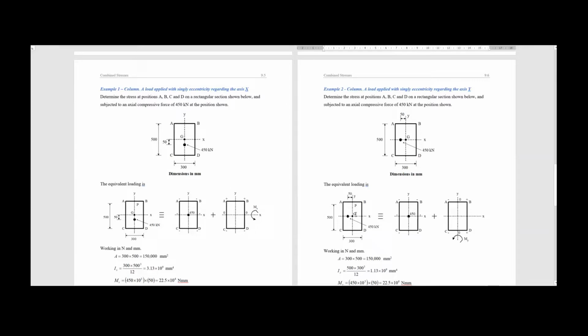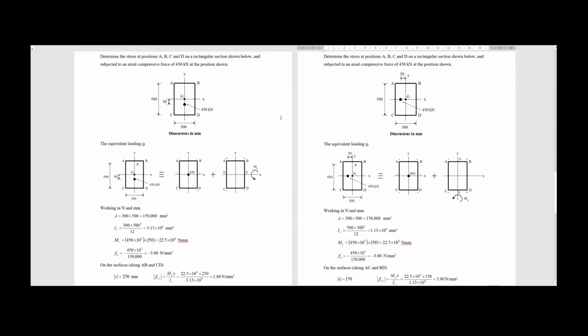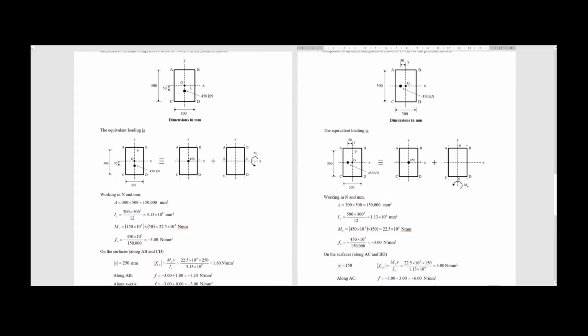The only thing that changed is not the value of the moment. The value of the moment is the same because the eccentricity in both directions is 50 millimeters and the load is 450 kilonewtons. What changed is the moment of inertia. In this case, it is the moment of inertia regarding the axis X. In the second example, the moment of inertia was regarding the axis Y. And what changed as well is the distance to evaluate the value of the bending stress, because in the first case, Y is equal to 250, and in the second example, X is equal to 150 millimeters.